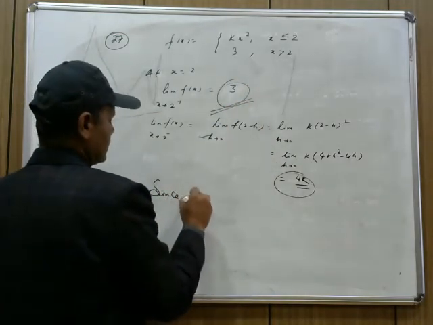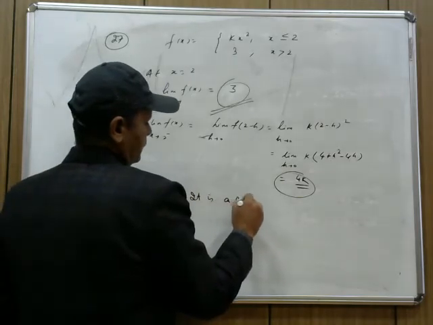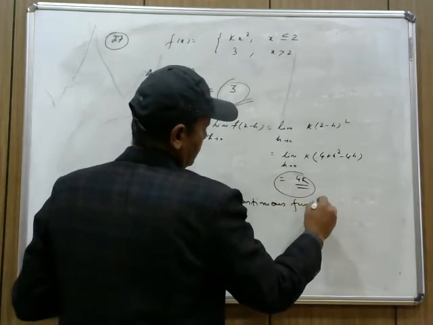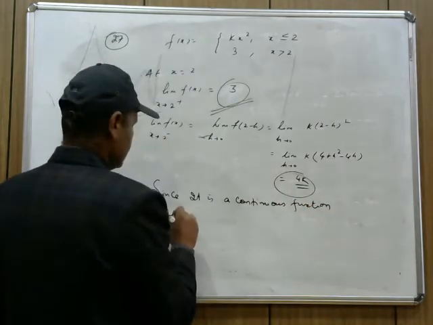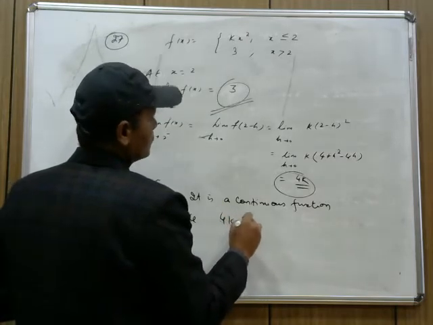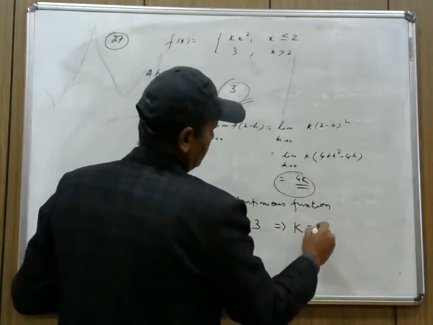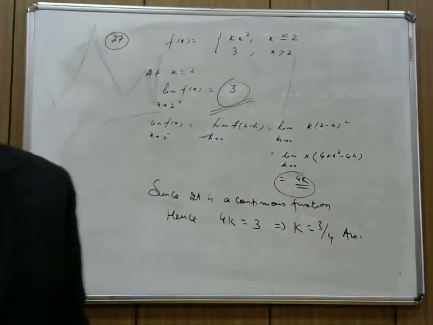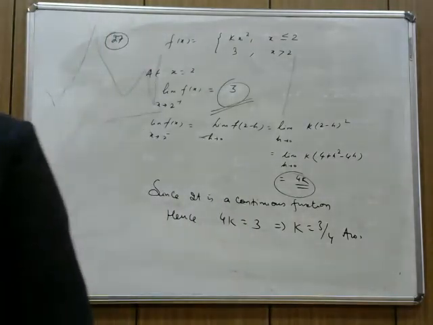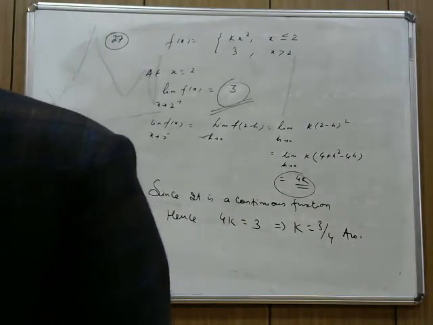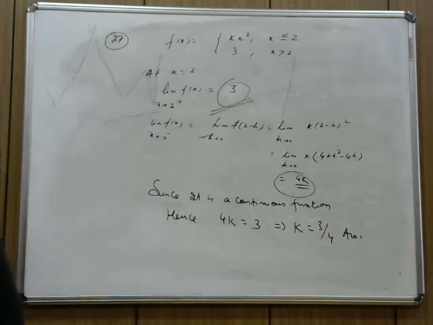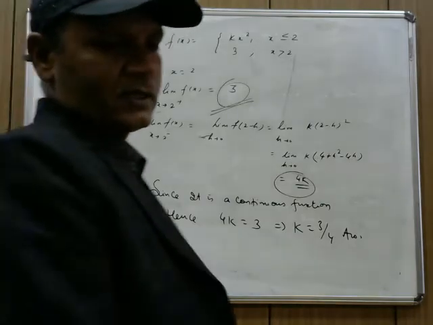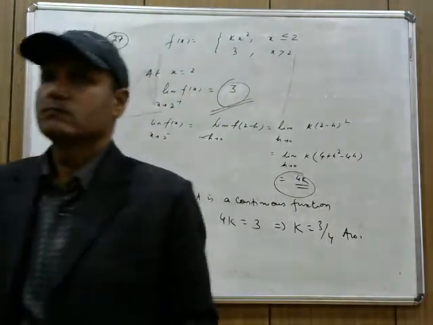Therefore now I write, since it is a continuous function, hence 4k is equal to 3, and that implies k is equal to 3 by 4. Similarly, the question number 26 and 28 and 29 you can find out, right? Now I will be doing the last question of this exercise, that is question number 30th. The question number 30th has been asked in the board examinations many times.